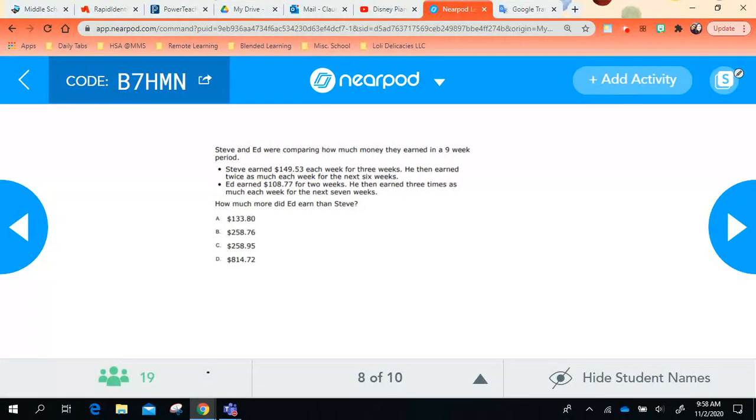Okay, let's go ahead and read it. So it says Steve and Ed were comparing how much money they earned in a 9-week period. Steve earned $149.53 each week for 3 weeks. He then earned twice as much money each week for the next 6 weeks.